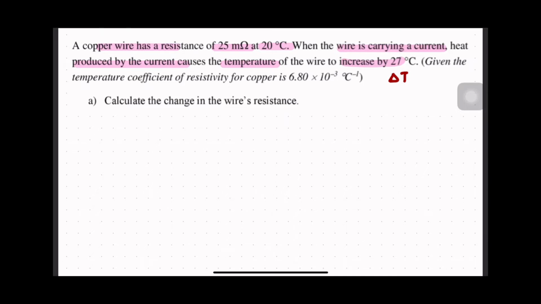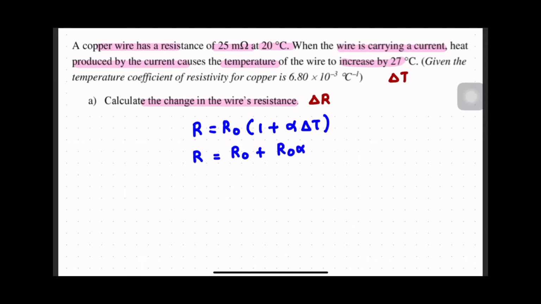Okay, so calculate the change in the wire resistance. Change in the wire resistance, you kena faham perkataan change. Maksudnya dalam delta R. So based on equation, R is equal to R naught 1 plus alpha change of T, kan? Kita boleh susun formula dia akan jadi R is equal to R naught plus R naught alpha delta T. Okay, once nak cari change, dia R minus dengan R naught is equal to R naught alpha change of T. So this is change of R.